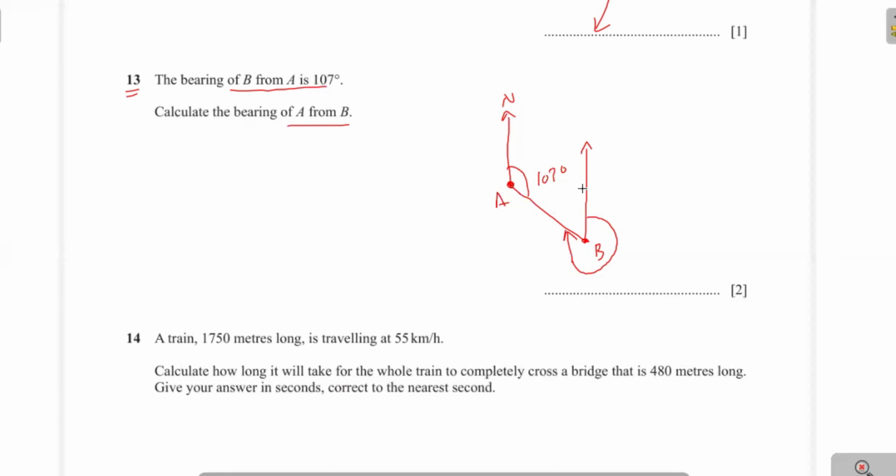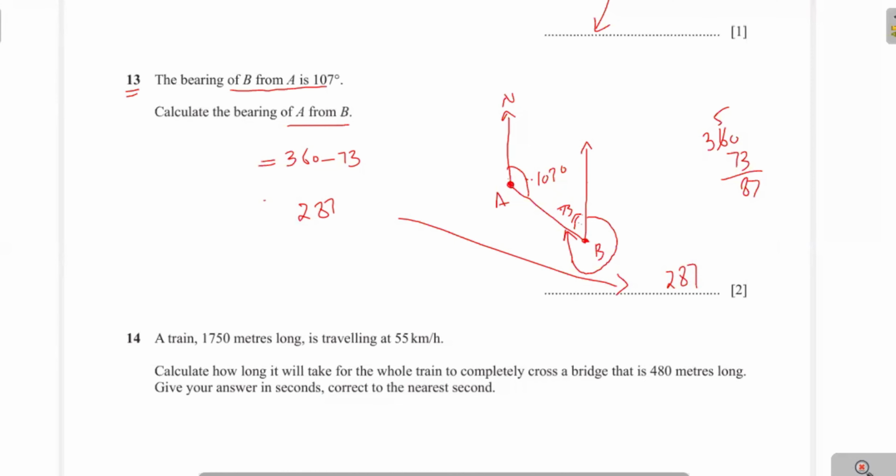You see here, this total angle is 360, and this angle, the sum of interior angles of parallel lines, is 180. Therefore, we can write this angle is 73 degrees. Therefore, the bearing of A from B will be 360 minus 73. This will be equal to 287. And this is the answer.